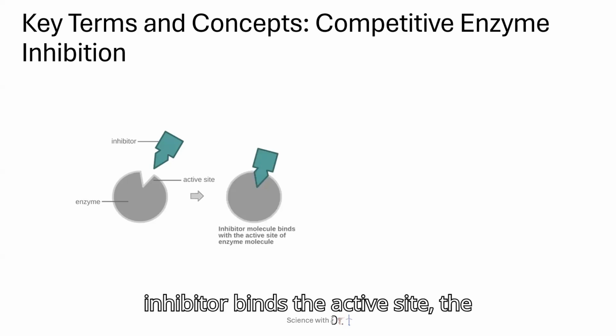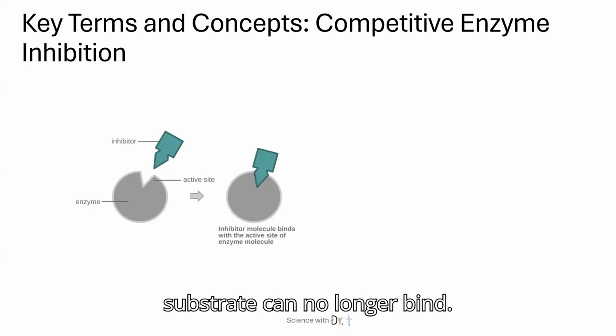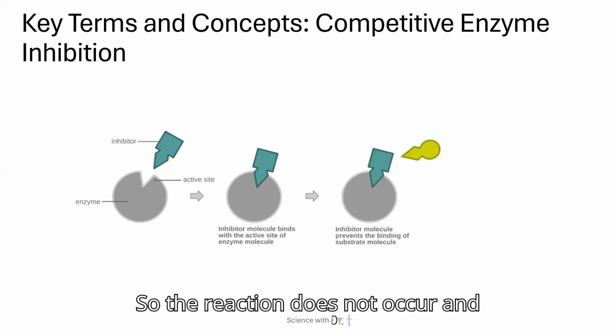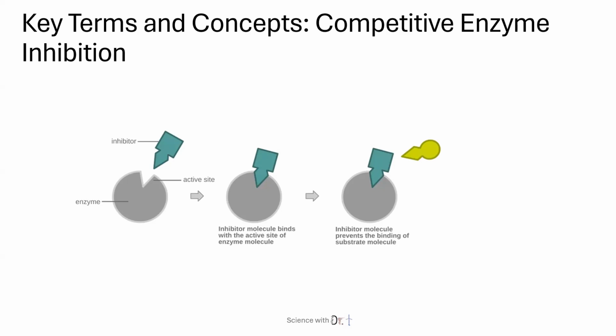Once the inhibitor binds the active site, the substrate can no longer bind. So the reaction does not occur and no products are generated.